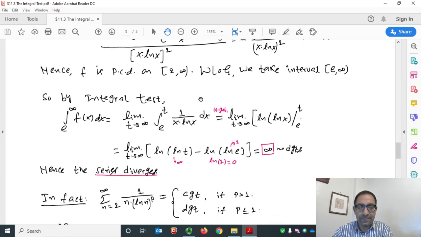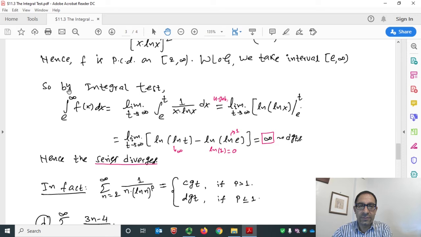Then by integral test, the improper integral from e to infinite of f(x) equals limit t tends to infinite of the integral from e to t of 1 over x times ln x, and it's a good candidate for u-substitution. So put ln x equals u, then its derivative turns out to be du equals 1 over x times dx. Then we can easily integrate. So this turns out to be limit t tends to infinite, 1 over u is ln u, and put u equals ln x back again. That gives us ln of ln x from e to t.